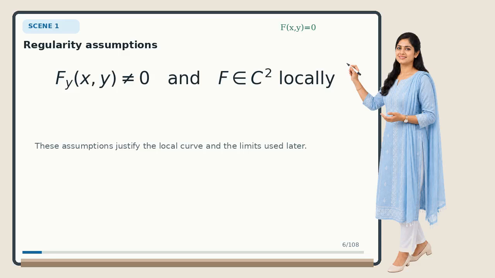For the formulas below, assume f_y is not 0 at the point, and that the required first and second partial derivatives are continuous nearby. These are the usual local conditions that let us write y as a smooth function of x.